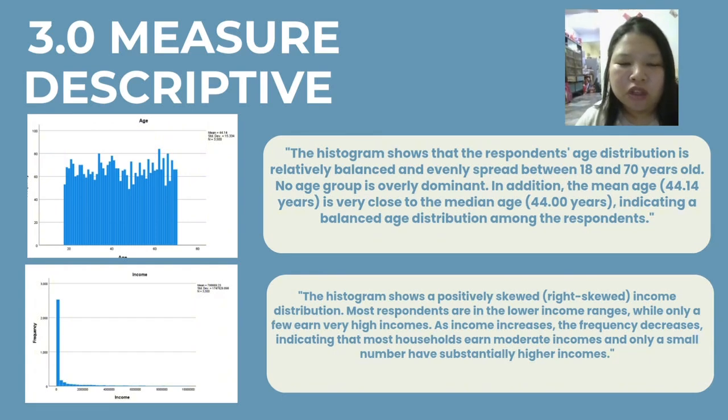distribution among the respondents. And second, the histogram shows a positively skewed income distribution. Most respondents are in the lower income range, while only a few have very high income. As income increases, the frequency decreases, indicating that most households have moderate income and only a small number have significantly higher income.